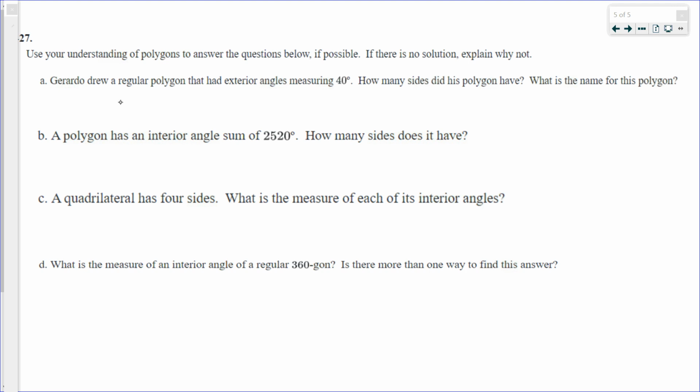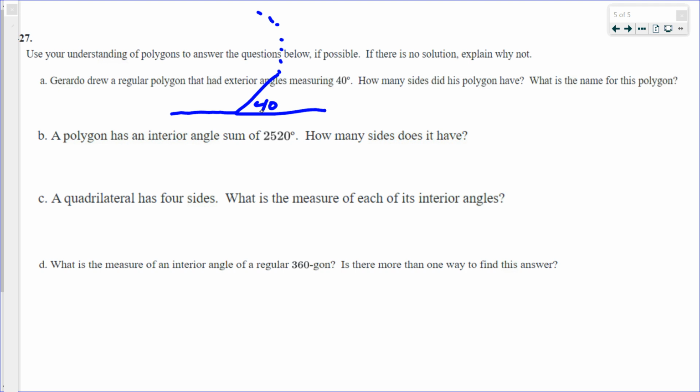It says Gerardo drew a regular polygon that had an exterior angle measuring 40 degrees. So I'm just going to draw an exterior angle of 40 degrees, and I might have the shape wrap around. Who knows how many sides it has. But that's the idea here, that we want to be able to know what an exterior is and find the interior. Then I can find how many sides the polygon has. What's the name for that polygon?